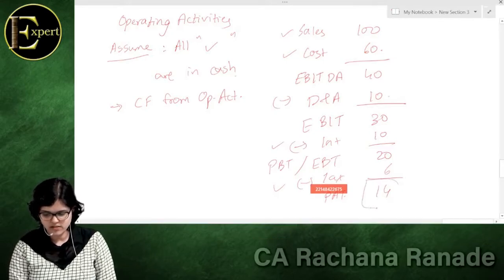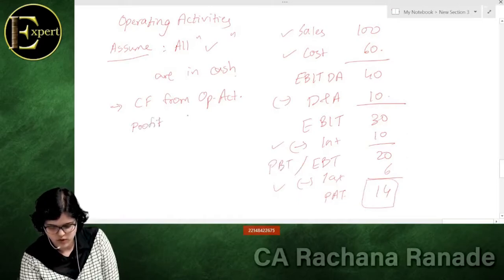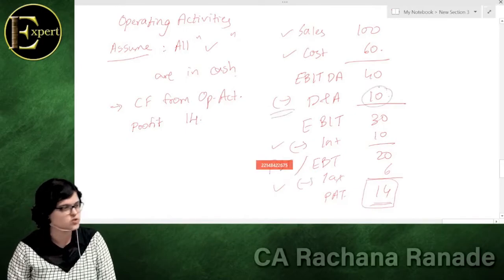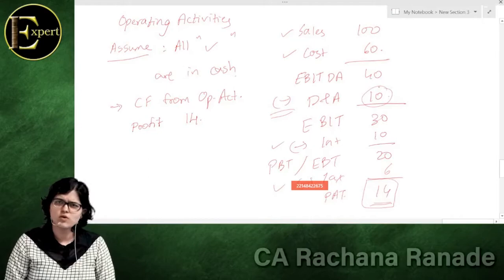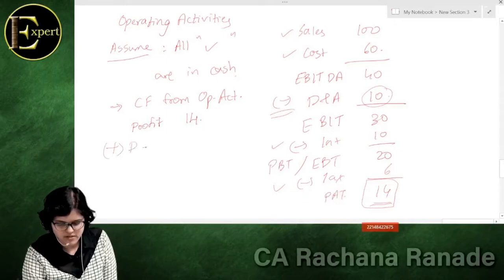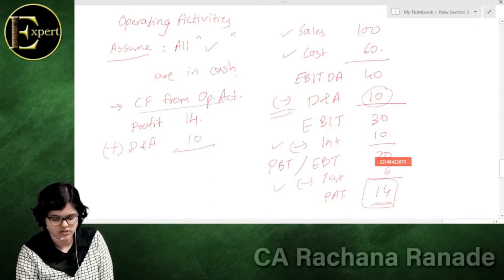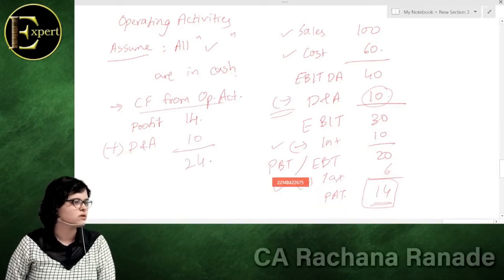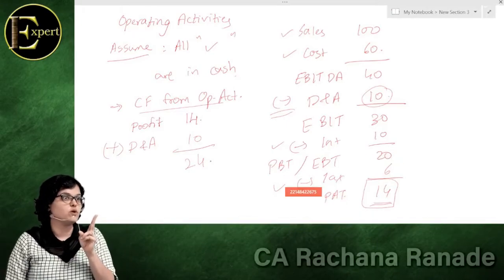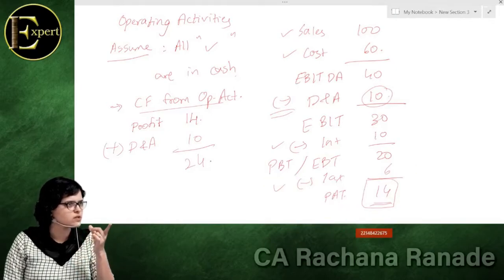Finally, what do we have with us? 14. We have 14 with us. That is our profit. Profit is 14. But to get this 14, we have deducted depreciation and amortization of 10 rupees. Have I paid this cash to anyone? No. So what will I do? I'll add back depreciation and amortization. And how much is that? 10. So tell me how much is my cash flow from operation? That will be 24. Now I guess the distinction between profit and cash flow is also clear. Is this okay? Still some confusion?